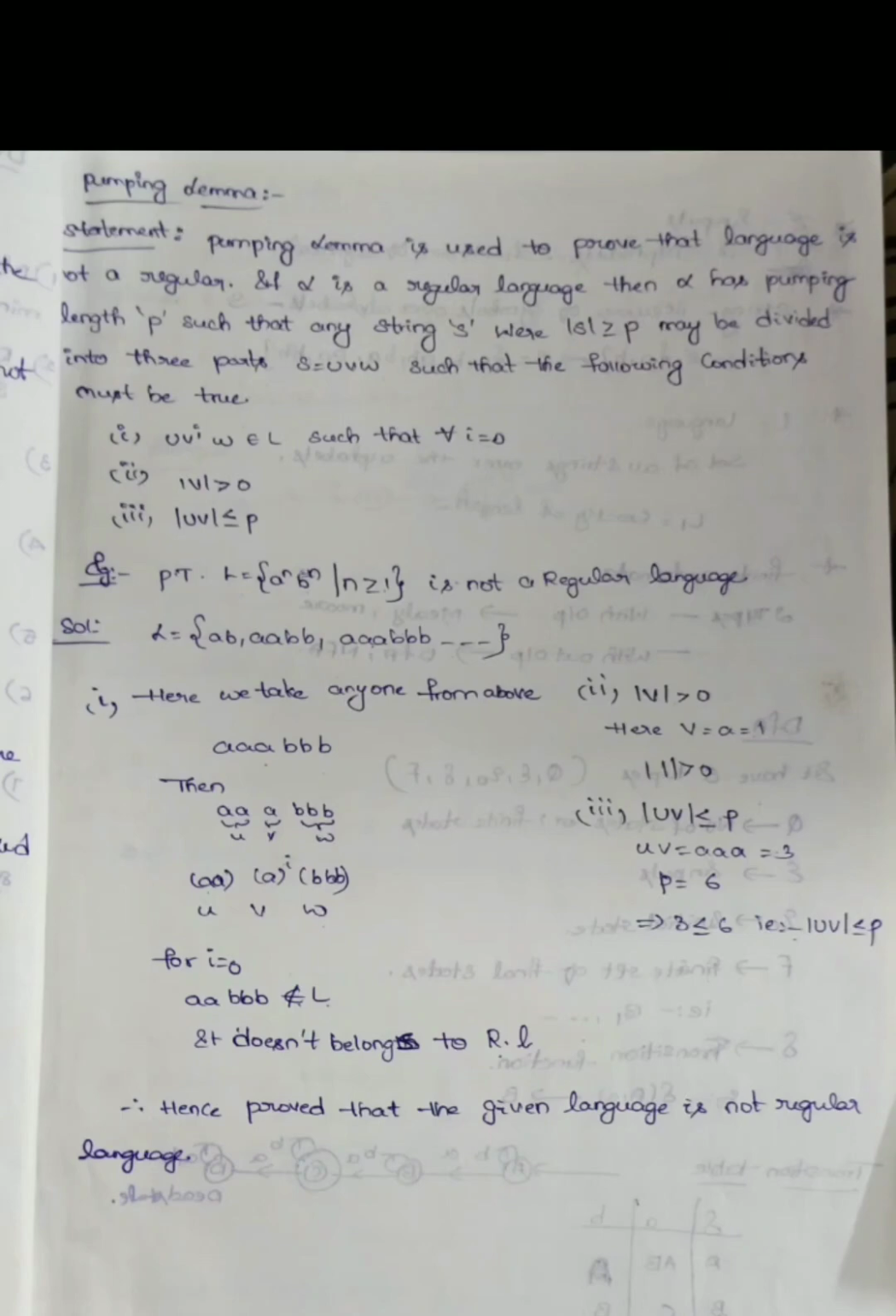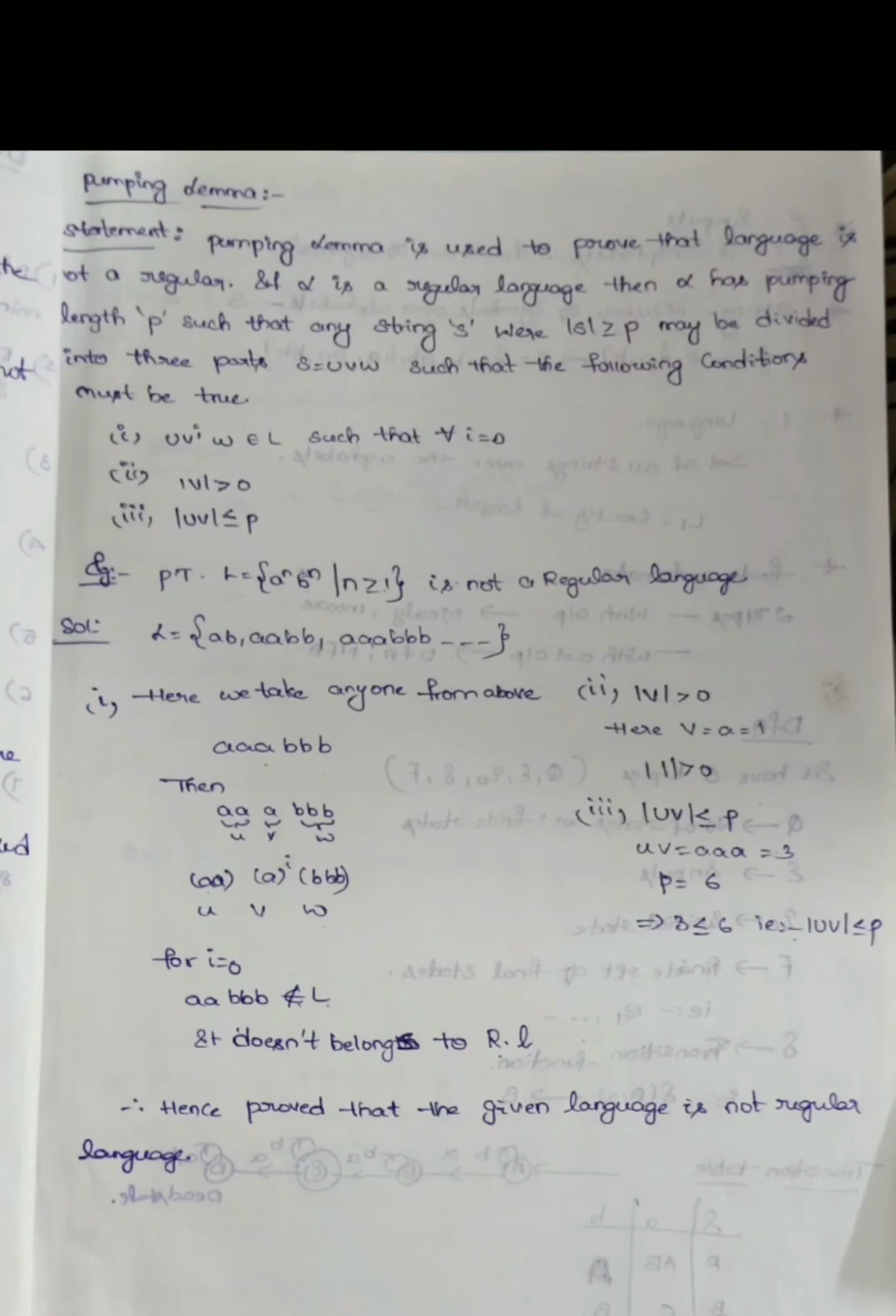From the above conditions, 1 to 3, the first condition is u v^i w belongs to L. We have to show that aa is u, a^i is v^i, and bbb is w. Here i is equal to 0, then a^0 gets eliminated. So we get aabbb, which does not belong to the above language.